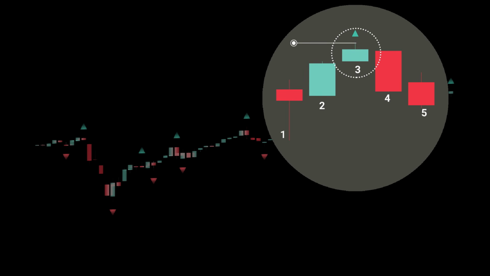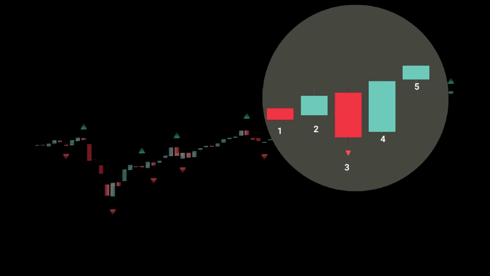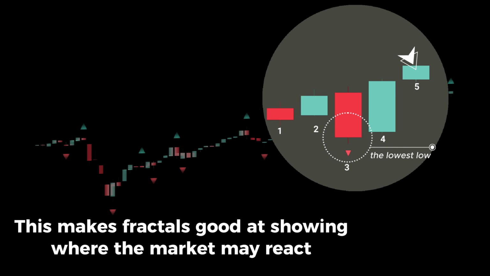A top fractal appears when the middle candle has the highest high compared to the 2 candles on its left and 2 candles on its right. A bottom fractal appears when the middle candle has the lowest low compared to the 2 candles on its left and 2 candles on its right. This makes the fractals good at showing where the market may react.